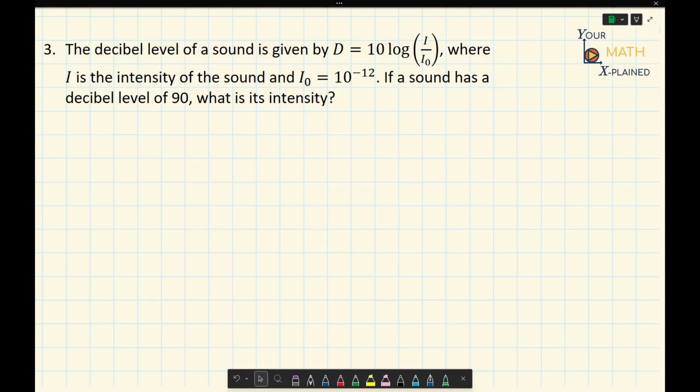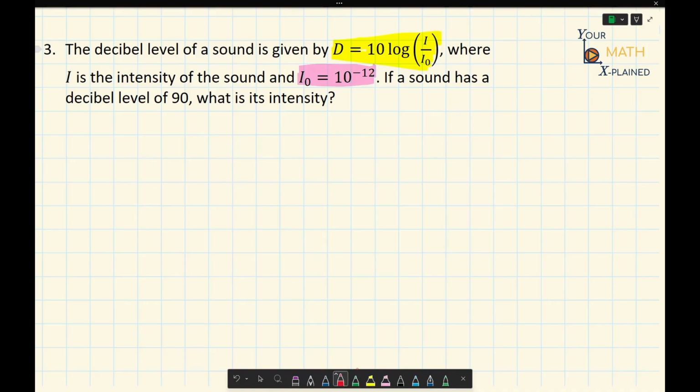For the next example, we're talking about the relationship between the decibel level of a sound and the intensity of it. That is given by this equation up here. D is equal to the decibel level. The I is the intensity of the sound. And I0 is a particular value, which is 10 to the power of negative 12. Now the question is, if a sound has a decibel level of 90, what is its intensity?